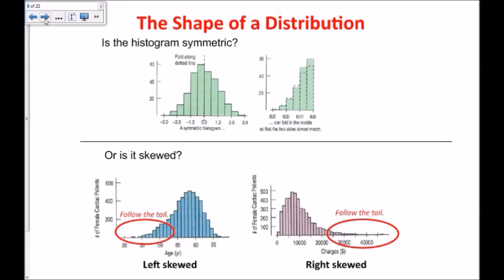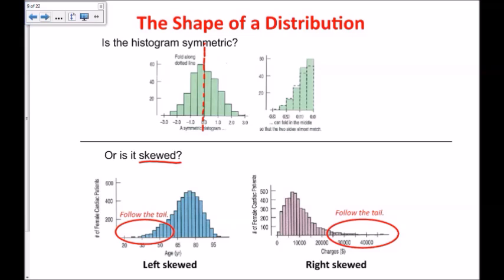Also, when describing the shape, you should talk about its symmetry. Is it symmetric or is it skewed? If it's symmetric, then on both sides of the graph it should look roughly the same. And you should be forgiving because real data never looks nice. Or is it skewed, meaning there's more on one side than on the other?